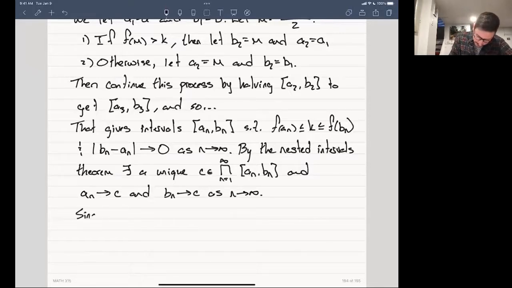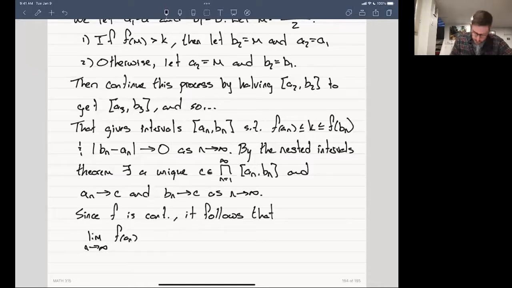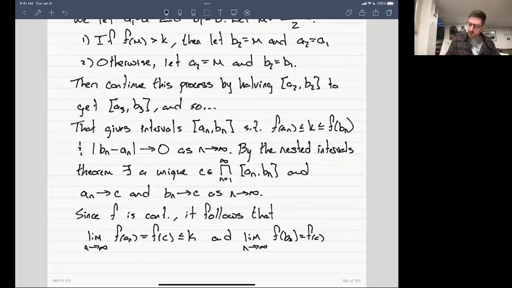Well, since f is continuous, we can use the sequential definition of continuity: the limit as n goes to infinity of f of an is equal to f of c. But also every single f of an is less than or equal to k, so this carries over to the limit, so f of c is less than or equal to k. But also the limit as n goes to infinity of f of bn is equal to f of c. That's just the convergence carrying over into the function because it's continuous.